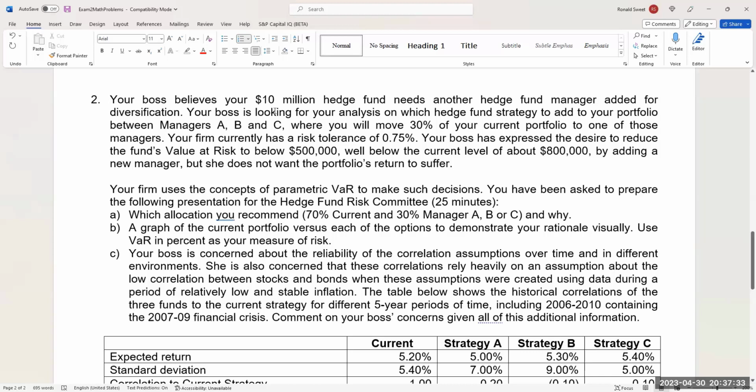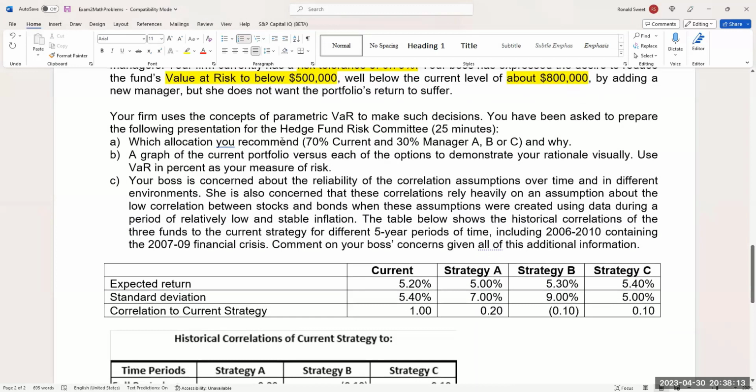So in this problem, the hedge fund is $10 million. They're looking at adding either A, B, or C, and they're going to move 30% to one of those managers. Your risk tolerance is 0.75%. Your boss has expressed the desire to reduce the fund's VaR below 500,000. We can see what it is right now when we calculate it. The current level, we say, is about 800,000. That helps you to make sure you're doing the math correctly. So which allocation do you recommend and why?